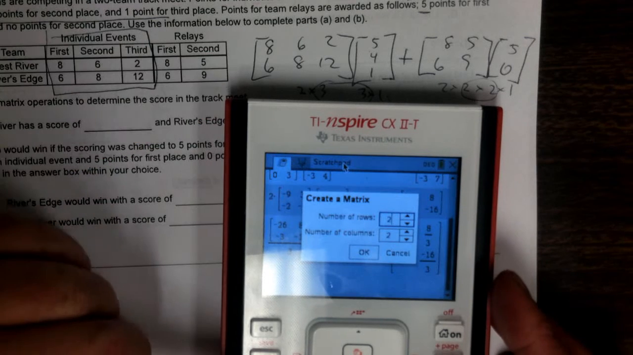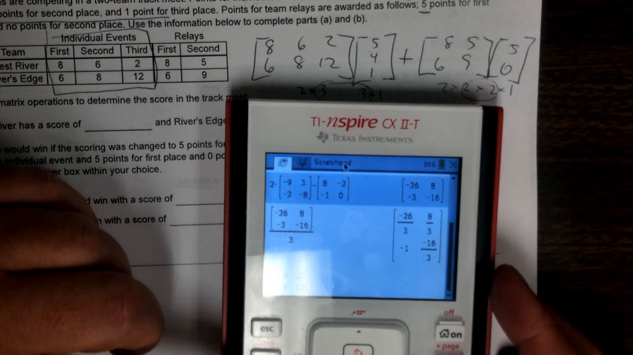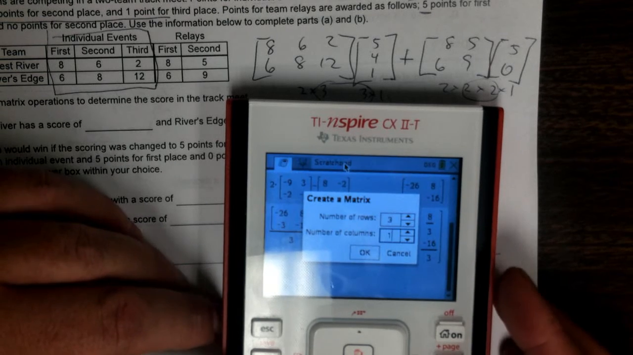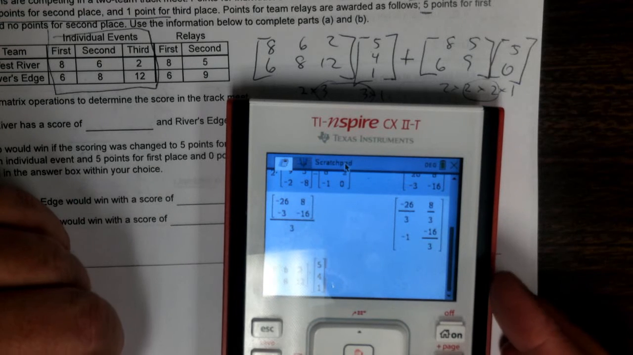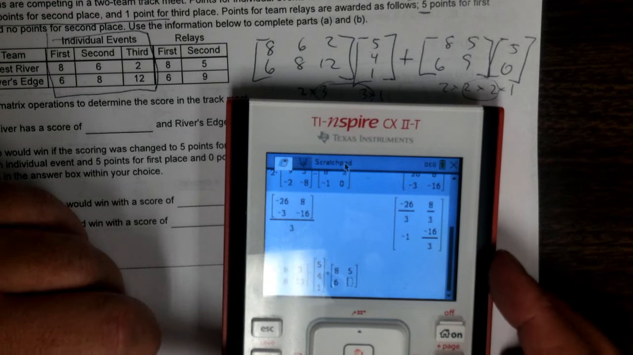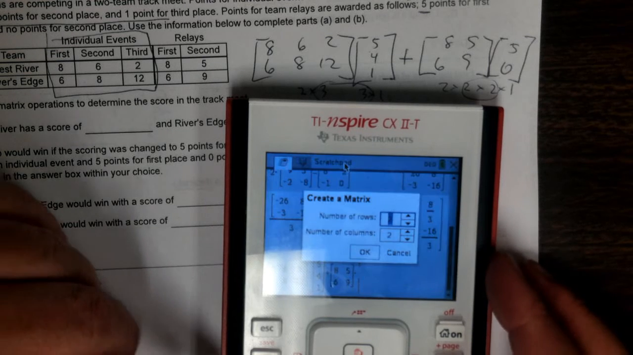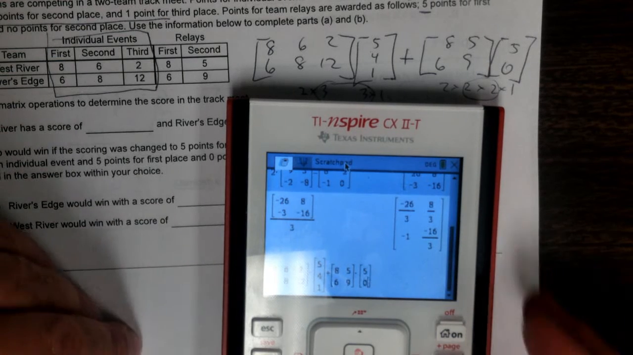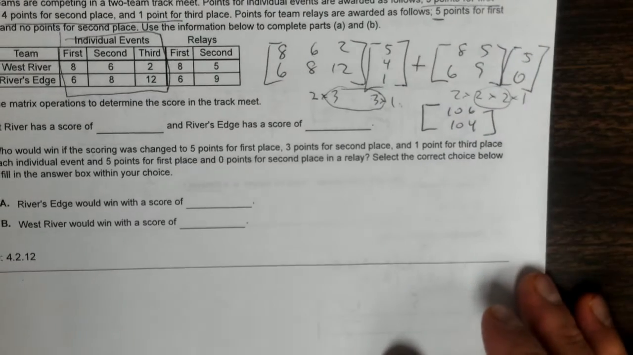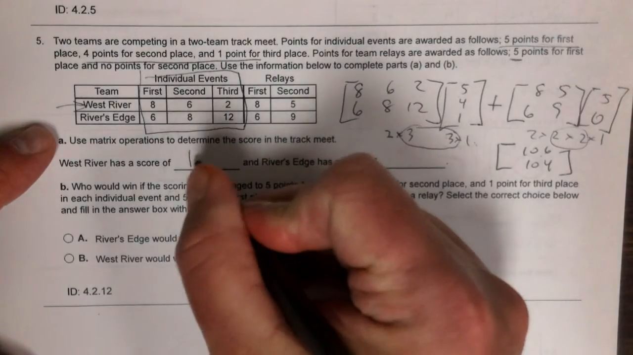So we have a 2 by 3 matrix. We go 8, 6, 2, 6, 8, 12 times the 3 by 1 matrix, 5, 4, 1, plus the matrix 8, 5, 6, 9 times the matrix that's a 2 by 1, 5, 0. Okay, so your answer is 106, 104. That's so much simpler than working it out by hand. So if that's the case, then 106 corresponds to the top one, which is the West River. So that's 106, and this one's 104.